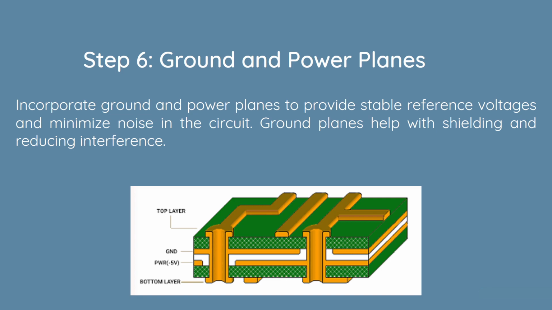Step 6. Ground and power planes. Incorporate ground and power planes to provide stable reference voltages and minimize noise in the circuit. Ground planes help with shielding and reducing interference.